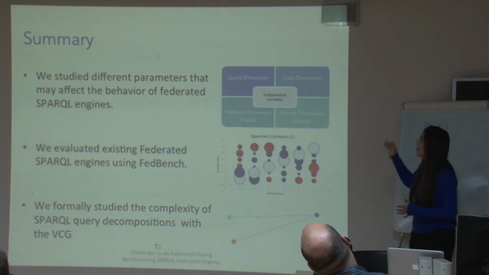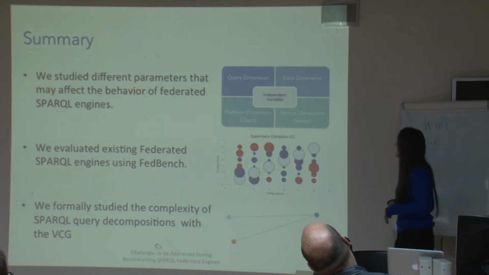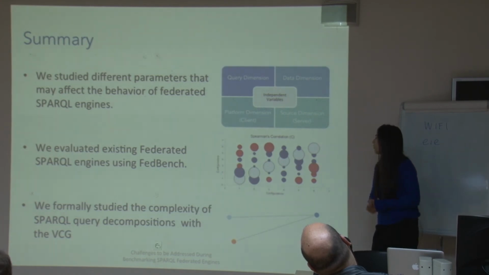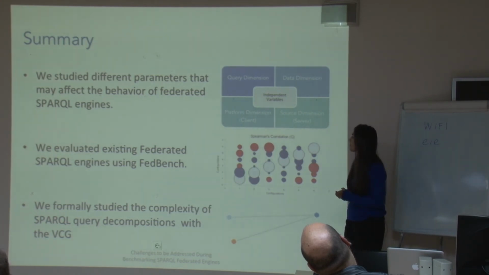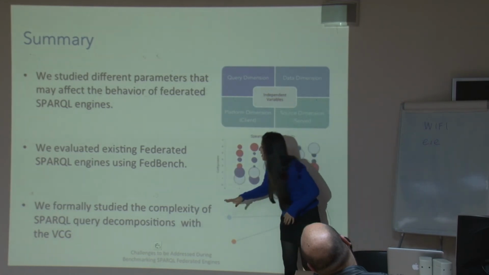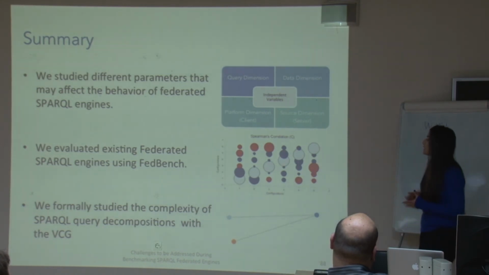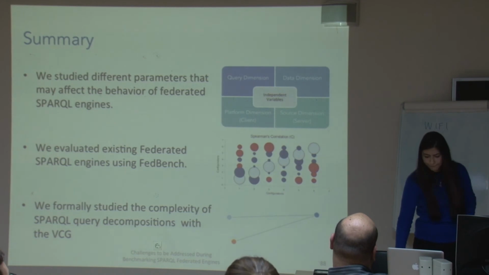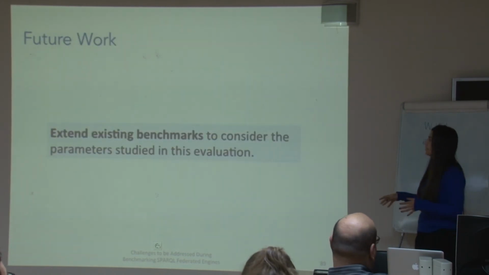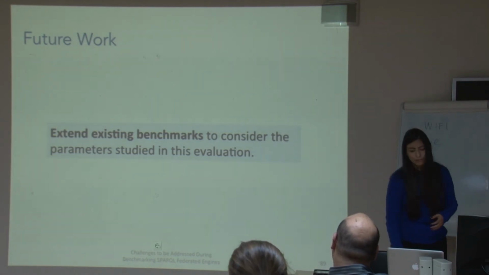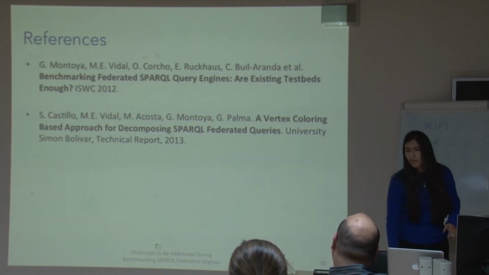So in summary, we have studied different parameters that may affect the behavior of the federated SPARQL engines. We have the query dimension, data dimension, platform, and source. We have evaluated existing federated engines. We showed you the studies of the Spearman correlation. And finally, we have studied the complexity of the FedBench queries using the formalization of the vertex coloring graph. For our future work, we plan to extend existing benchmarks to consider all the parameters that we just showed you in this presentation. Some of the references.